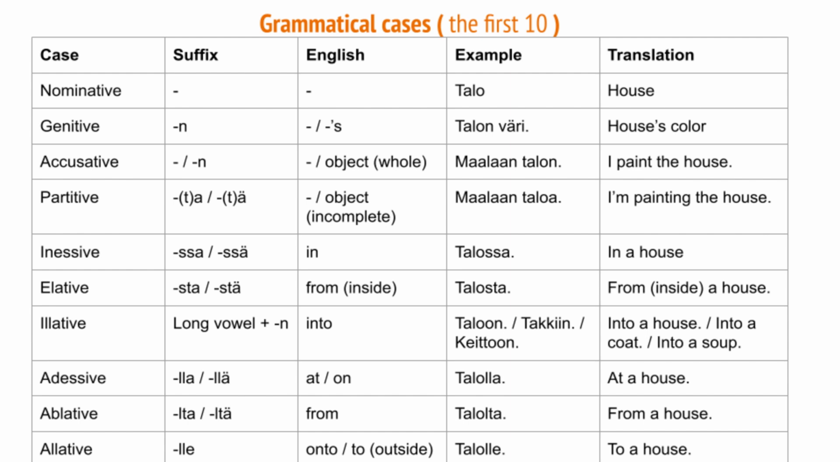So here I have included the first 10 cases that I think are probably the most needed, the most important ones. And again, if you start feeling more comfortable with these, you can definitely start checking out the other cases as well, but they're sometimes a bit more difficult to explain and a bit more difficult to give examples of. But these are a completely fine start. This is a good place to start, and the cases we have here are nominative, genitive, accusative, partitive, inessive, elative, illative, adessive, ablative, and allative.